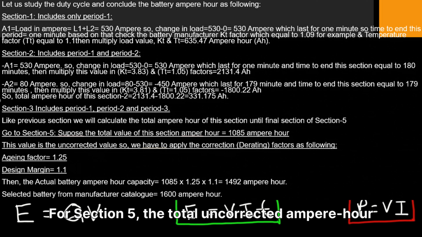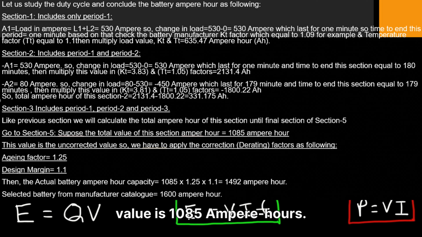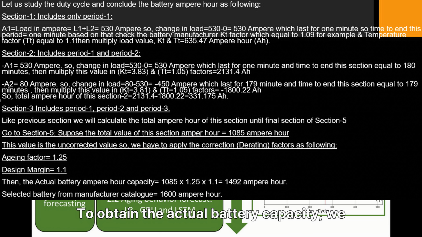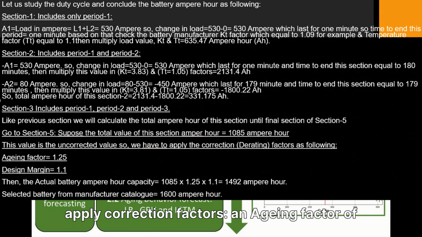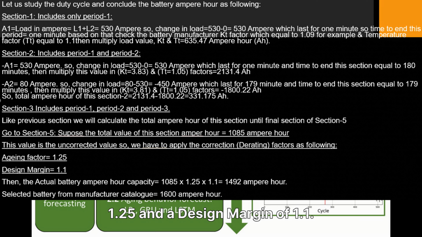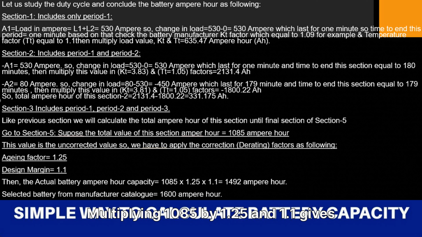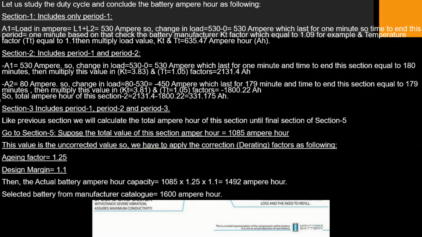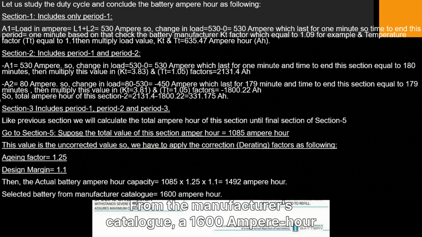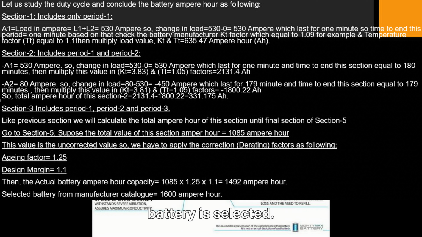For section 5, the total uncorrected ampere-hour value is 1085 ampere-hours. To obtain the actual battery capacity, we apply correction factors, an aging factor of 1.25 and a design margin of 1.1. Multiplying 1085 by 1.25 and 1.1 gives an actual battery ampere-hour capacity of 1492 ampere-hours. From the manufacturer's catalog, a 1600 ampere-hour battery is selected.